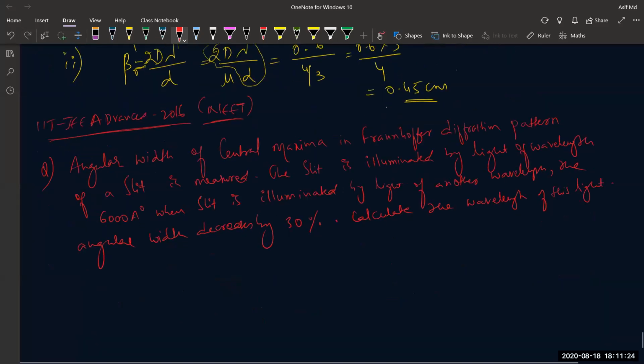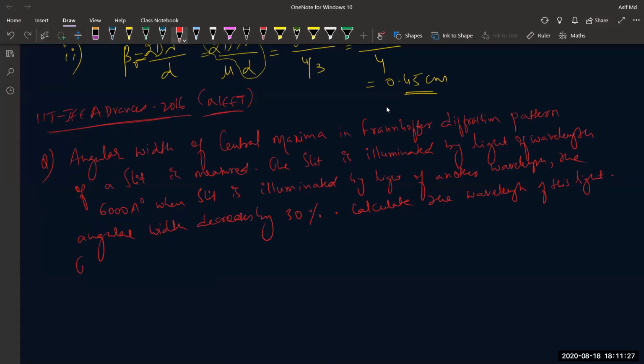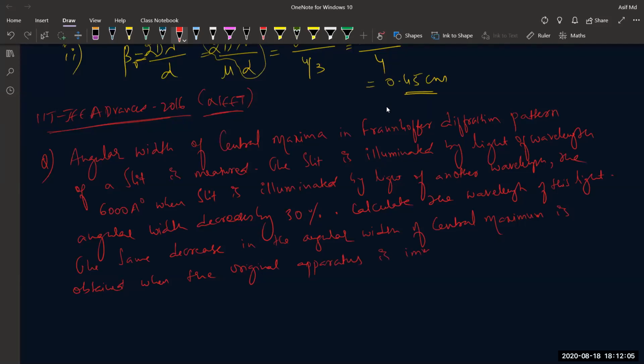The same decrease in the angular width of the central maximum is obtained when the original apparatus is immersed in a liquid.